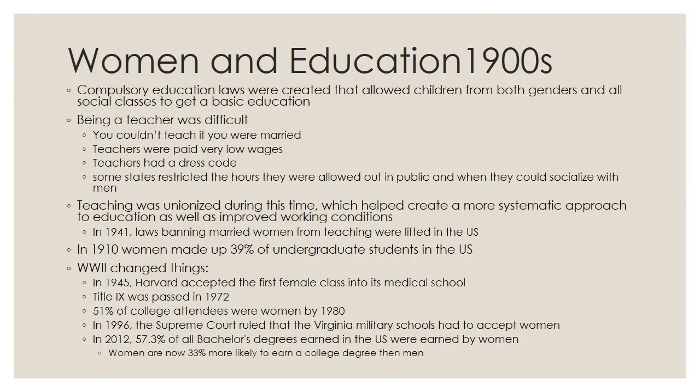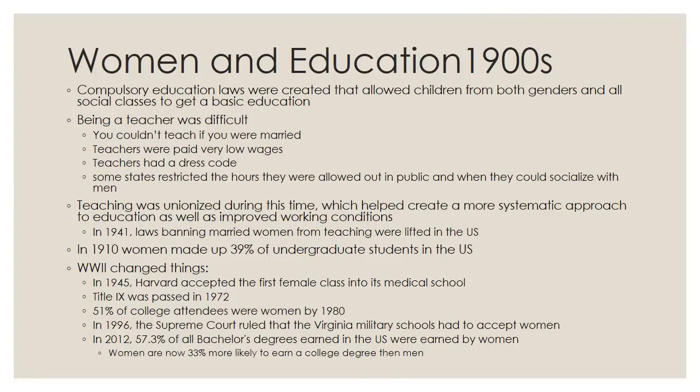World War II showed that women were capable of working, women were capable of fulfilling economic need in the United States and in most of your Western states as well, like Great Britain. So in the post-World War II era, examples of changes are: in 1945, Harvard accepted the first female class into its medical school. Title IX was passed in 1972, which was legislation on equal access for women. So for example, in sports, the schools have to provide the same amount of girls' sports and boys' sports in order to equalize and show that there is gender equality in your school. And by 1980, 51% of college attendees were women.